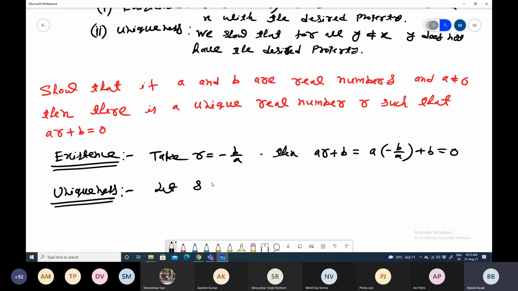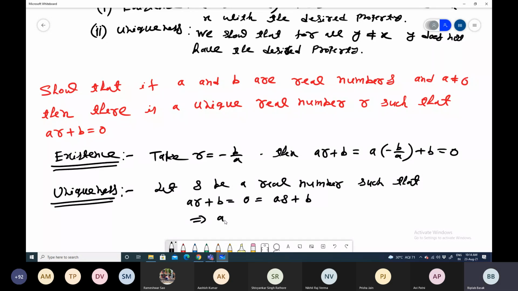So let S be a real number such that AR plus B equal to 0 equal to AS plus B, and then AR equal to AS. Since A is not equal to 0, so R equal to S. So therefore it proves the uniqueness.